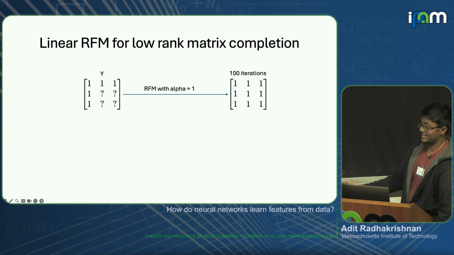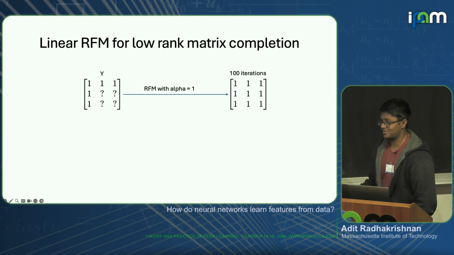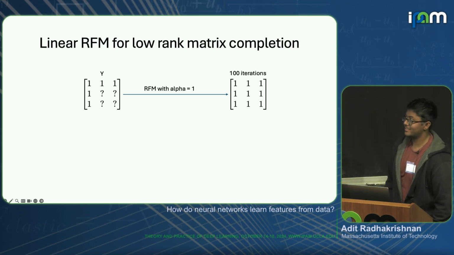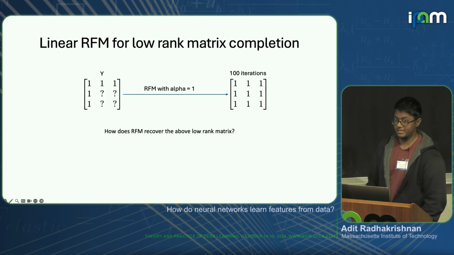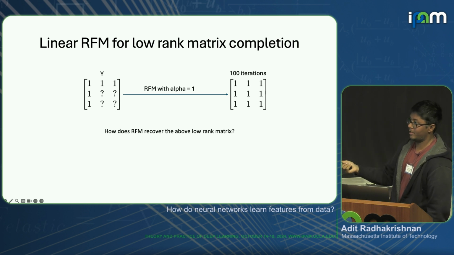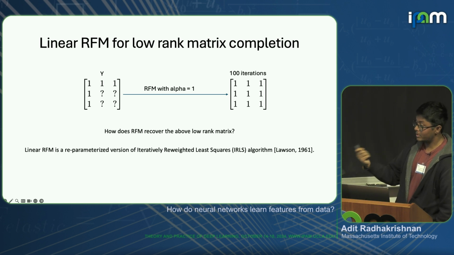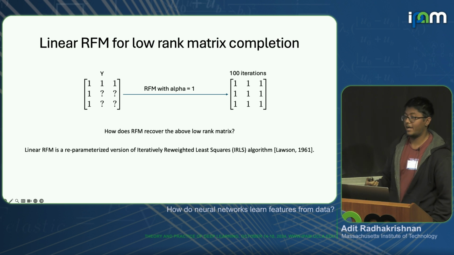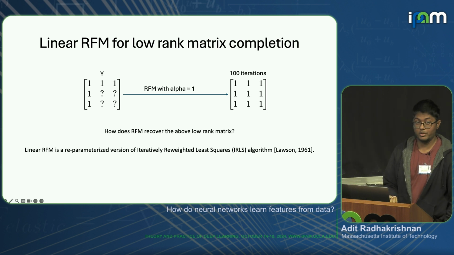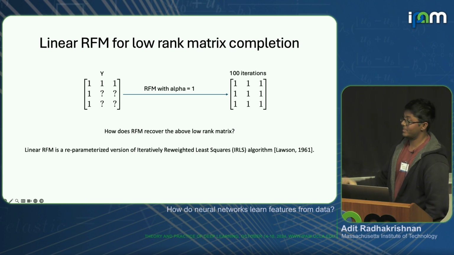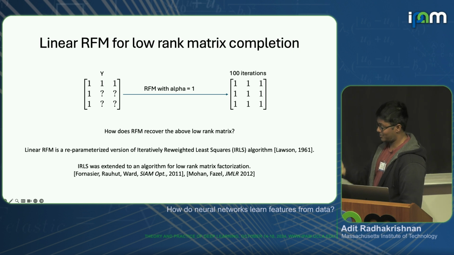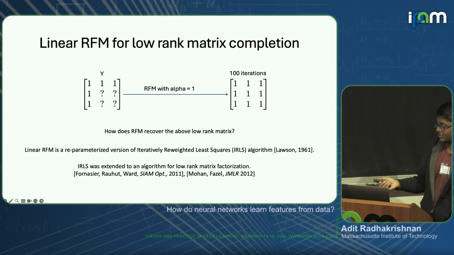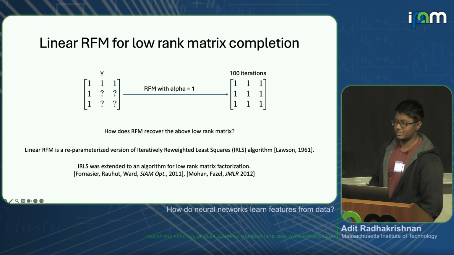So this model is exhibiting the same phenomenon as deep linear networks, but this model is seemingly very tractable to analyze. Why is this happening? How does RFM actually recover this low rank matrix in this case? It turns out that RFM, as we've written it, is exactly a reparametrized version of a known algorithm for matrix factorization called iteratively reweighted least squares. And this was used as early as 1961. But for matrix factorization it was really prominently used by these 2 papers in 2011 and 2012.